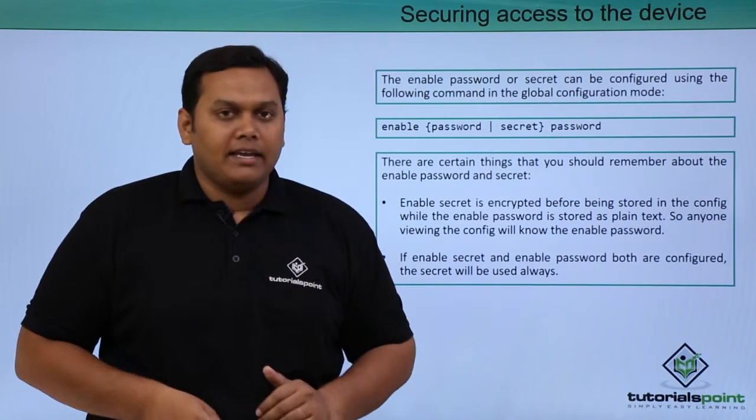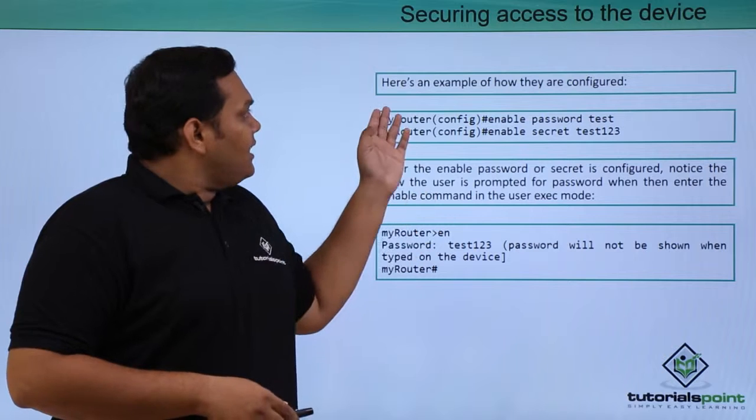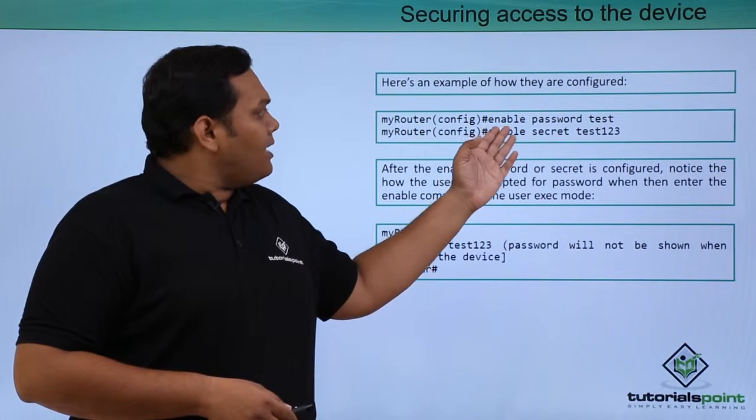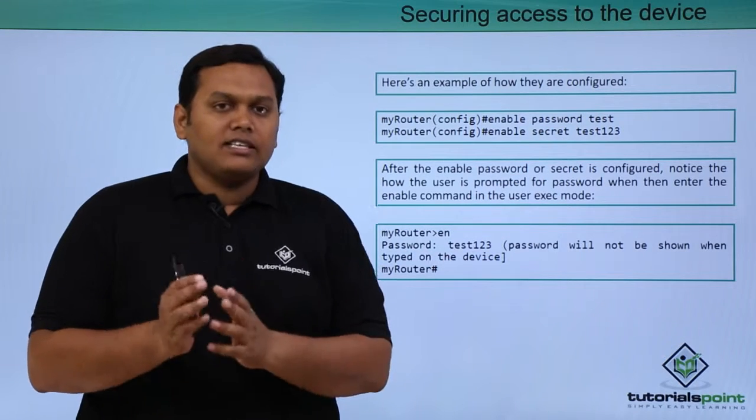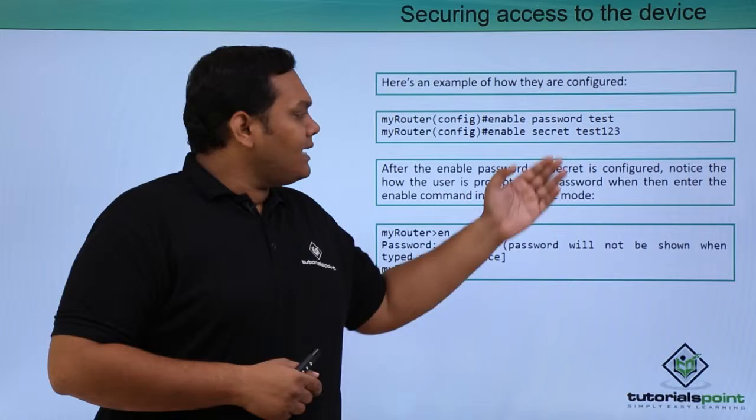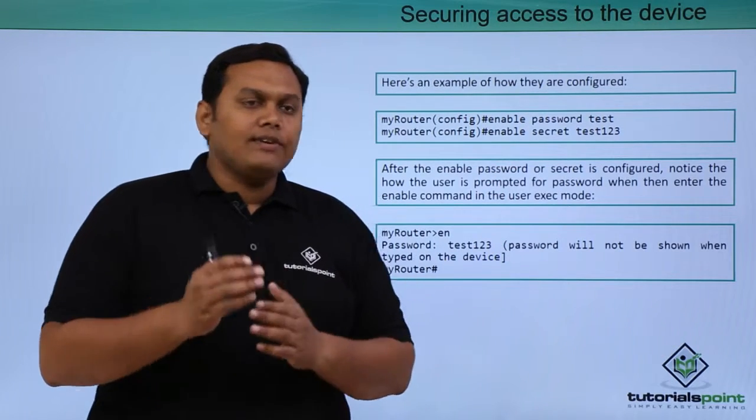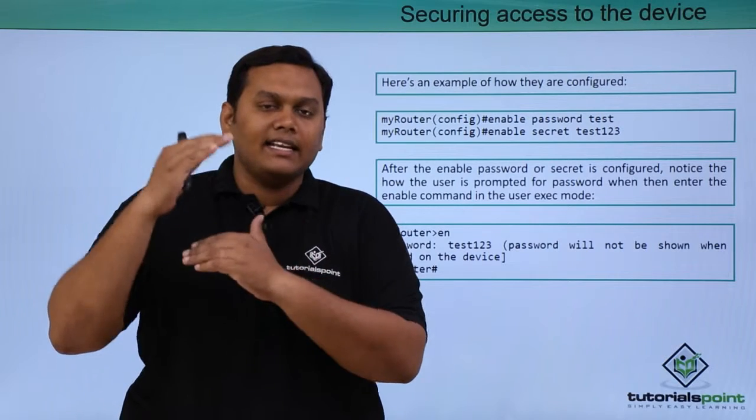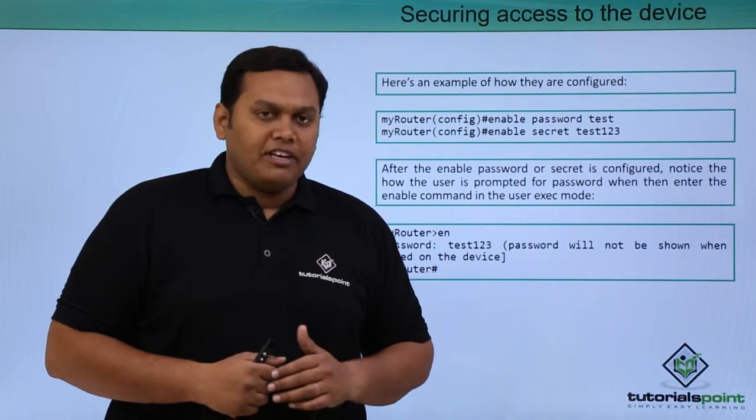You can see an example clearly: on my router configuration, enable password test. In the same way, on my router in global configuration mode, enable secret test123. So it will take only enable secret test123 because it is encrypted and stored in the configuration.